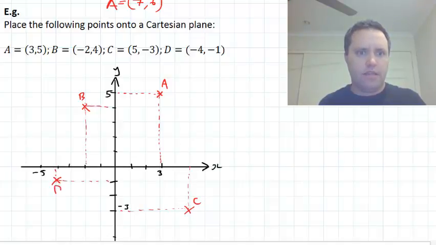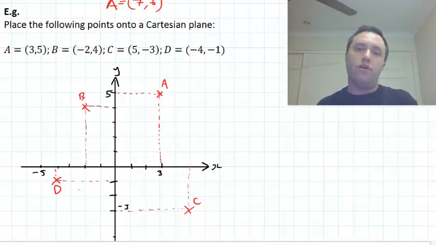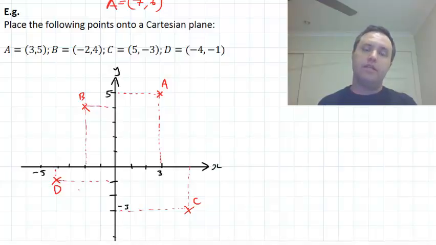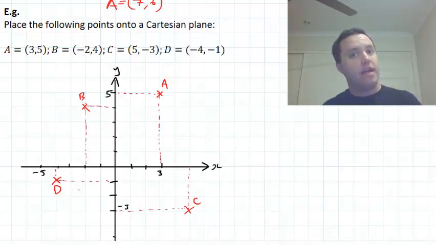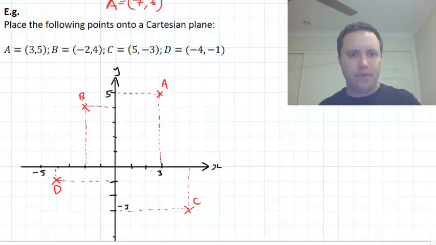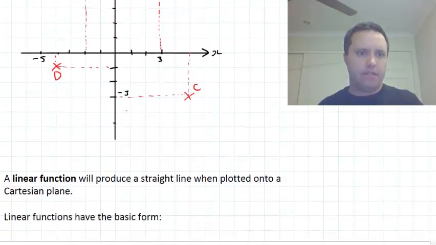And there is D. Okay, so that's how we plot points onto a Cartesian plane. Think about where the x coordinate is, where the y coordinate is, sort of trace those out, and where they meet, that's where your point is going to be. Okay? Right, let's have a look at some more.